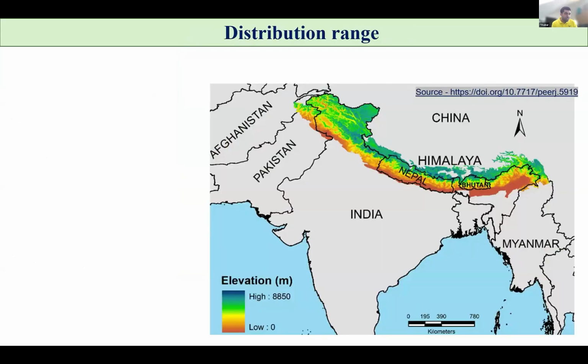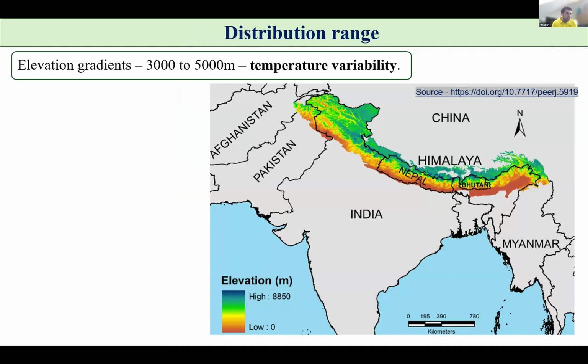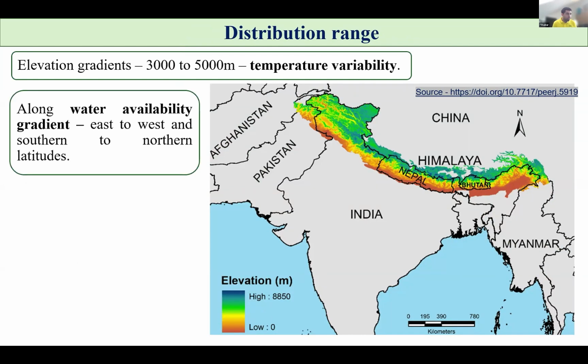If we talk about its distribution, it is distributed across the whole Himalaya. In terms of elevational gradient, it occurs from 3,000 to 5,000 meters. So it provides us a very nice gradient of temperature, and it also occurs along a gradient of water availability. The eastern part of the Himalaya is a bit moist with higher precipitation. The west is a bit drier, and even in the east or the west, there are multiple folds of mountains.